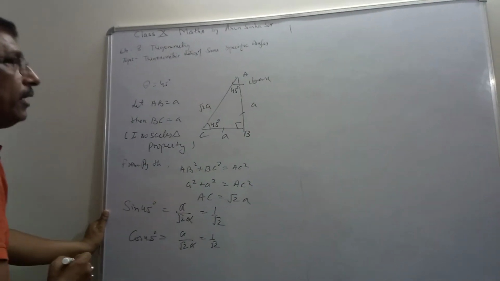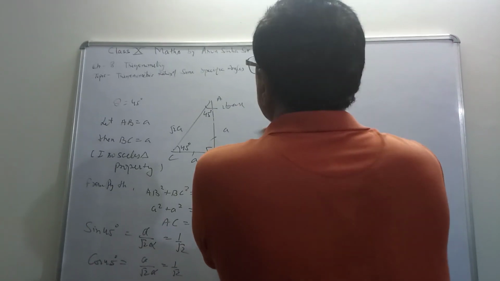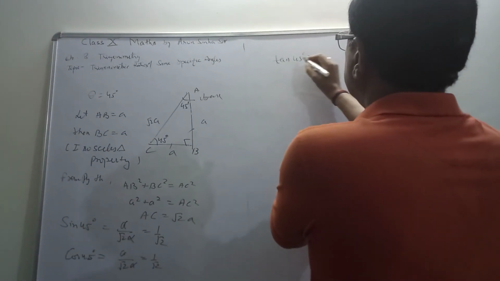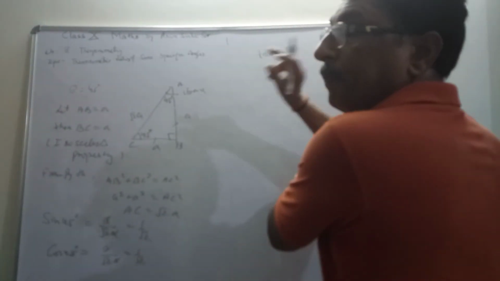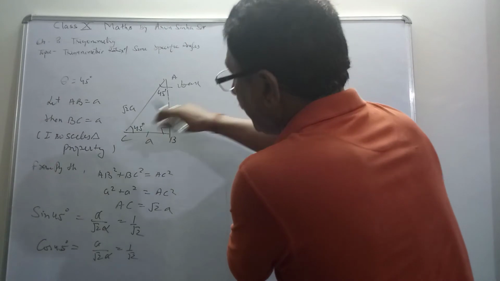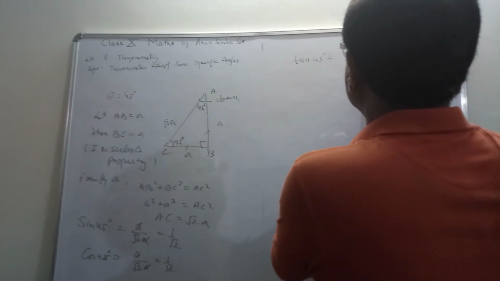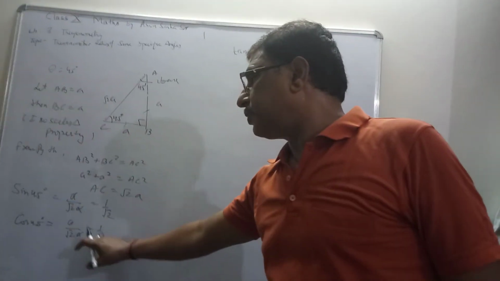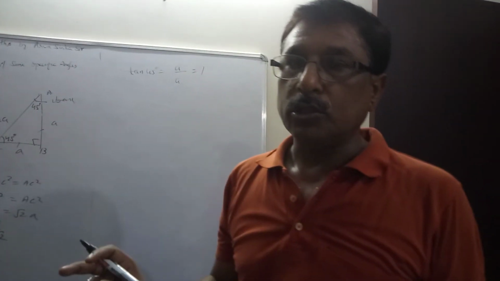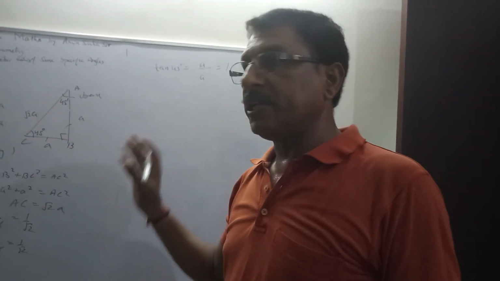Now see the tan 45 degree. Can you see children? So tan 45 degree you will get what? Perpendicular, this is the base. This is perpendicular. So you will get A upon A, that is 1. If you take the reciprocal of these three ratios, you will get cosec, sec and cot. So now you have understood this basic.